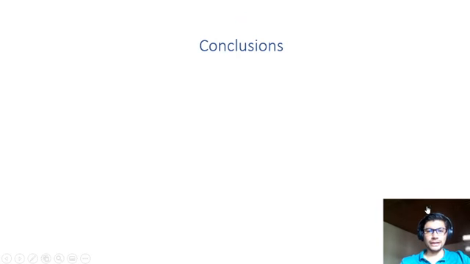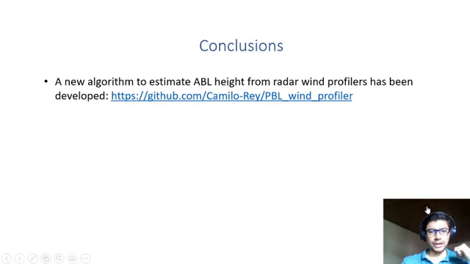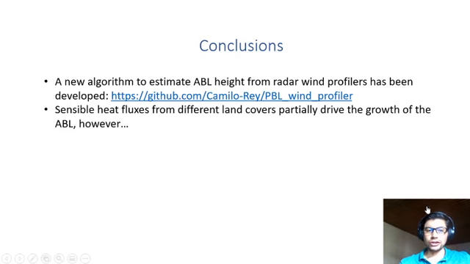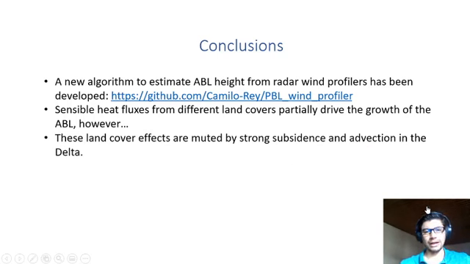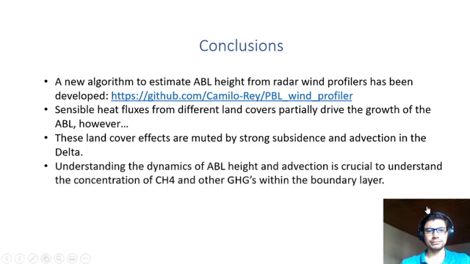In conclusion, we have seen that a new algorithm to estimate the boundary layer height from radar wind profiler has been developed, that you can access in my GitHub account, and I hope some of you can find it useful for your research. We've also seen that sensible heat fluxes from different land covers partially drive the growth of the boundary layer height. However, these land cover effects can be muted by strong subsidence and advection in the delta and potentially in other sites. Lastly, we saw that understanding the dynamics of boundary layer height and advection is crucial to better understand the concentration of methane and other greenhouse gases within the boundary layer.